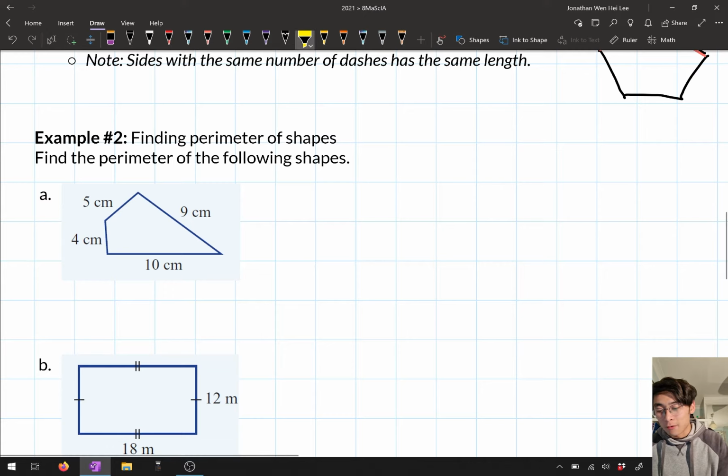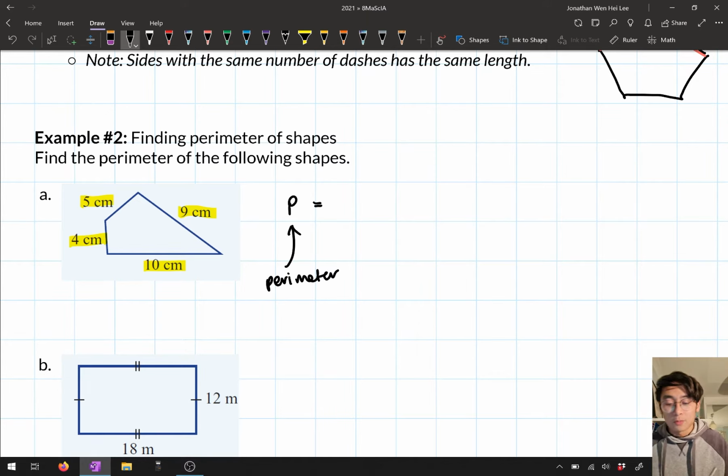So if you have a look here, I've got 5 centimeters, 9 centimeters, 10 centimeters, and 4 centimeters. All of them are in centimeters. That's good for me. I don't need to actually do any conversions. Okay, and from there, when we're dealing with perimeter, all we need to do is just add them all together. So here, I'm going to write P, short for perimeter. So here, I'm just going to make a note. This is my perimeter.